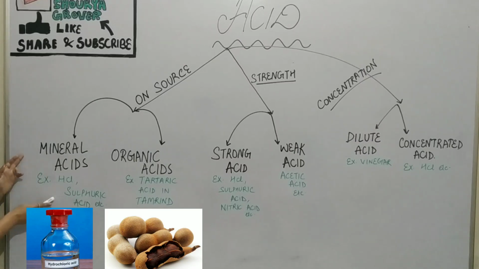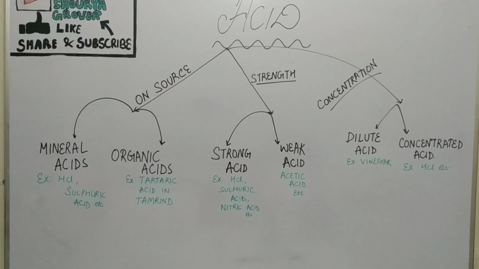So, mineral acid examples are HCl and sulfuric acid. You can see the picture also. Then comes the organic acid. An example is tartaric acid in tamarind, that is imli. So, on the basis of source, you can divide acid into two categories. One is mineral acid, the other is organic acid.